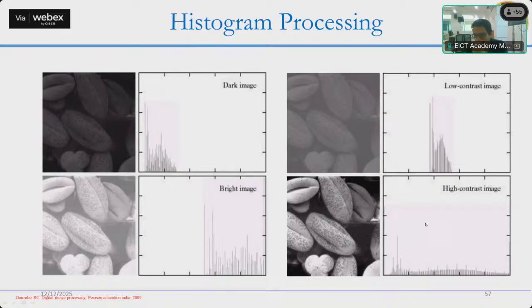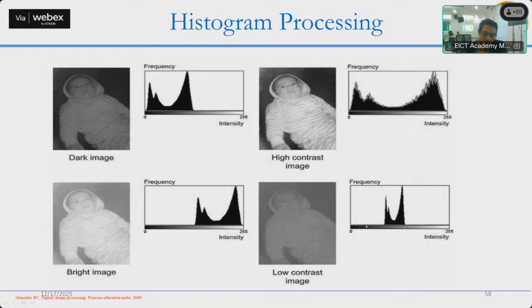Not always go to high contrast. We will see it. This is the one. This is basically the essence, that with the position of the histogram, we are able to decide the nature of the image. That leads to the histogram processing, and that becomes the base of the technique.